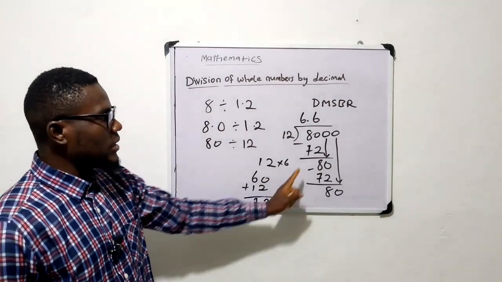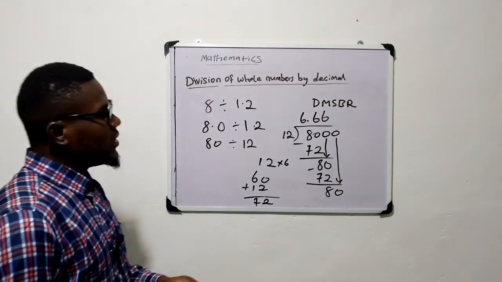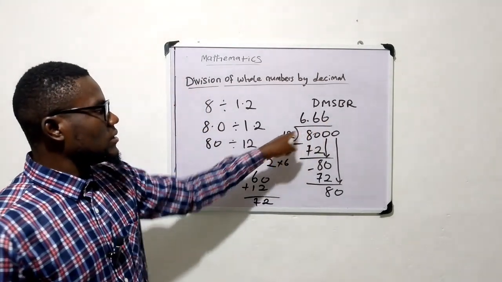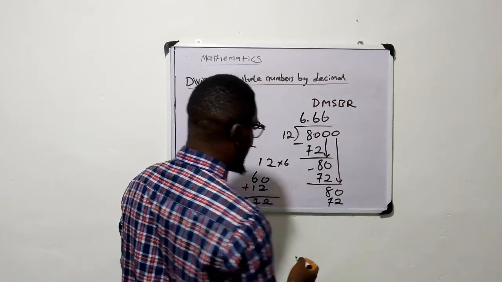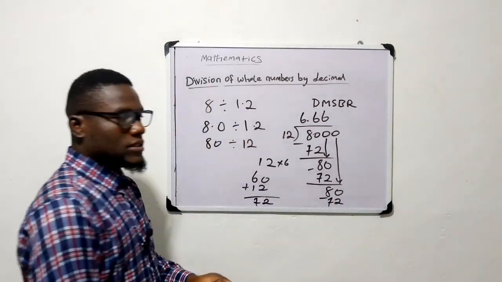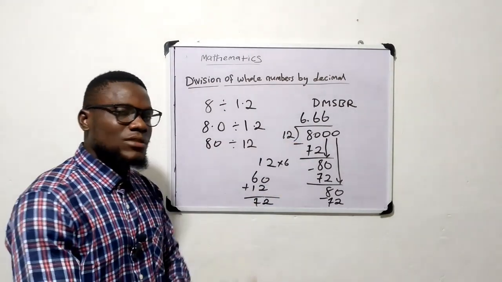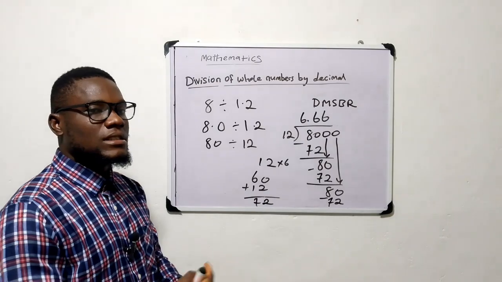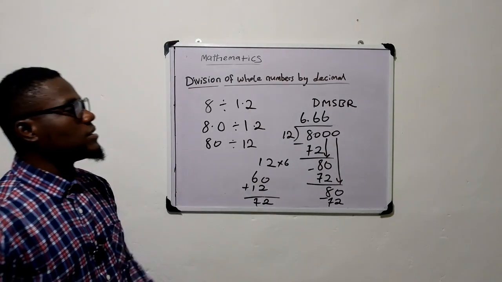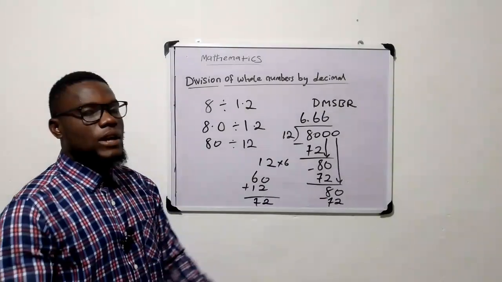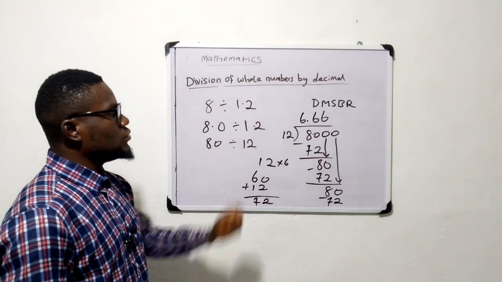So when we divide 80 by 12, we still have 6. When we multiply 12 by 6, you're going to have 72. And then we subtract, we are still going to have the same result. That is to say, this is what a recurring decimal is. You keep getting the same digits over and over again. This digit continues to appear over and over. So this is a recurring decimal, and this will be our final answer.